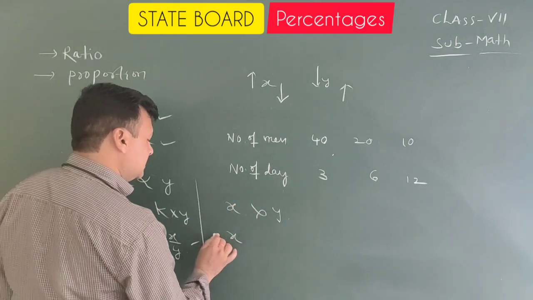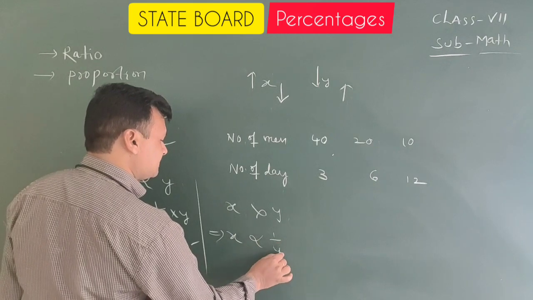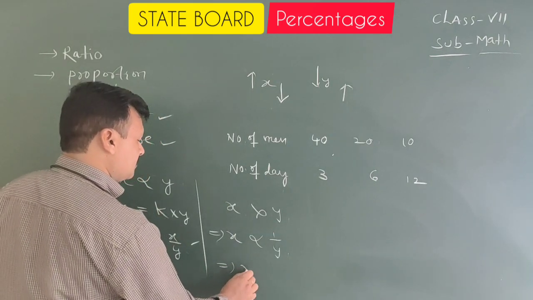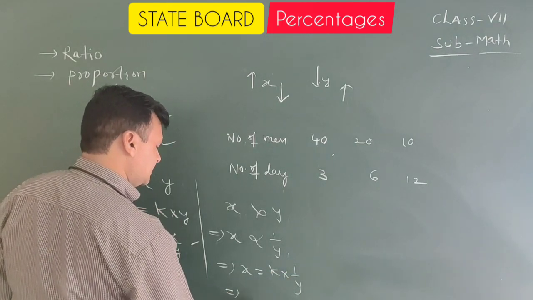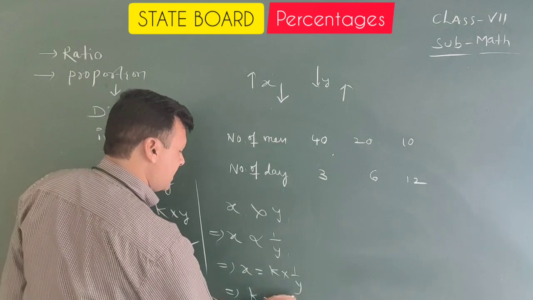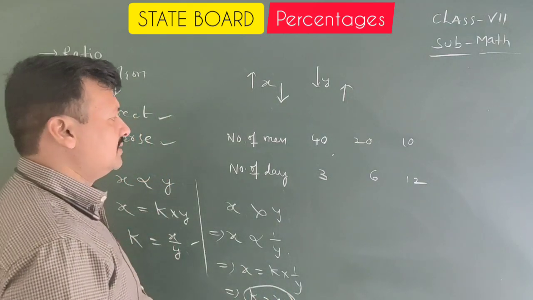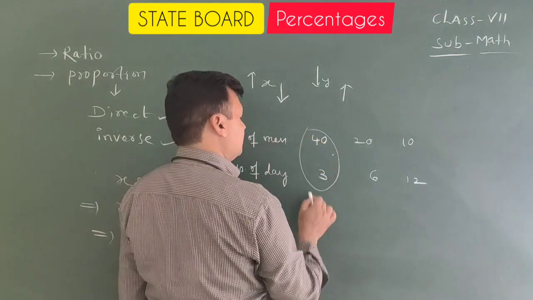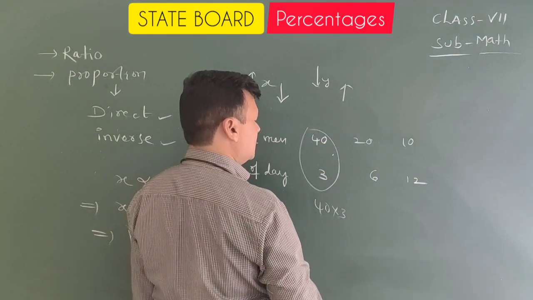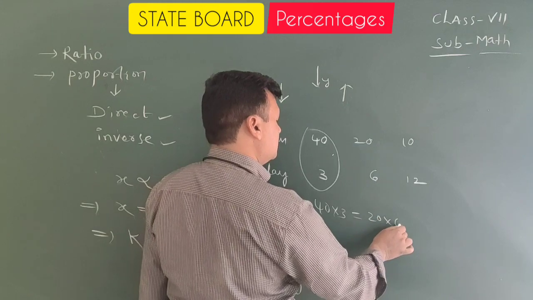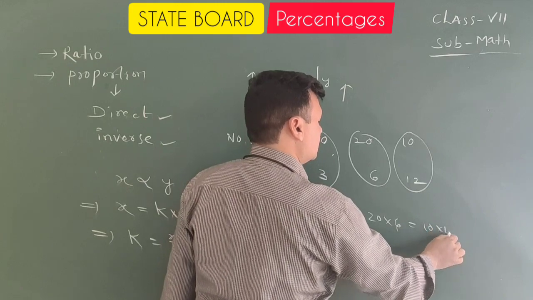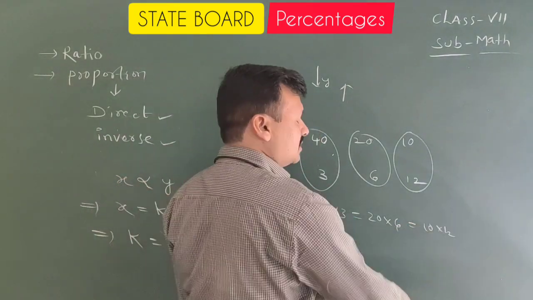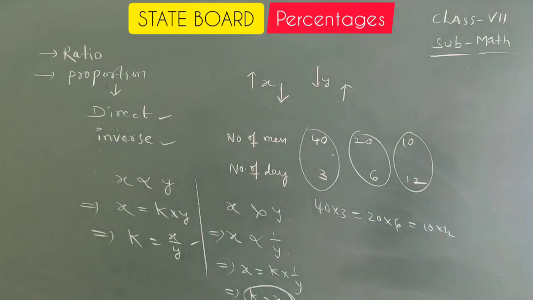And you can say that x is directly proportional to its inverse, 1 by y, and x equals some k into 1 by y, which means k equals xy. K equals xy means the product is the same. 40 into 3 equals 20 into 6 equals 10 into 12. 120, 120, 120. Here the product is the same.